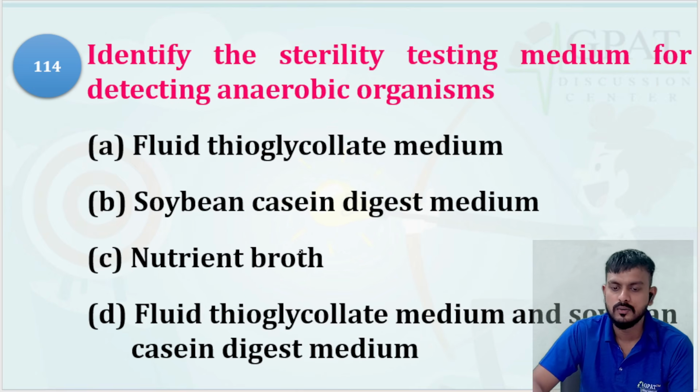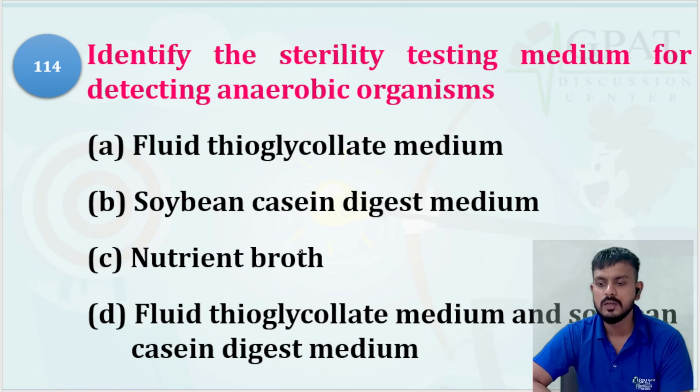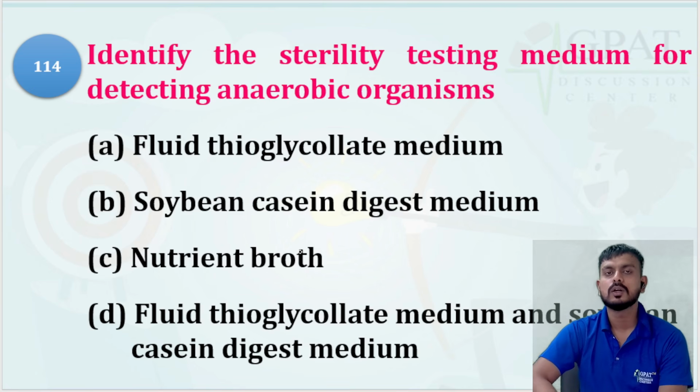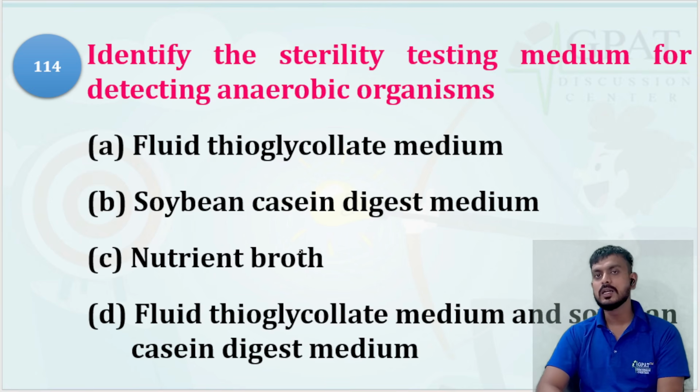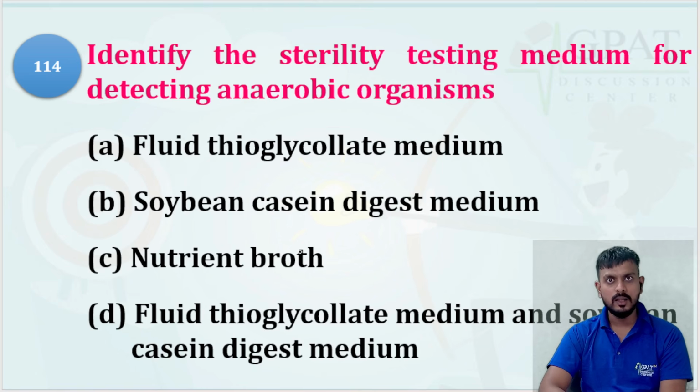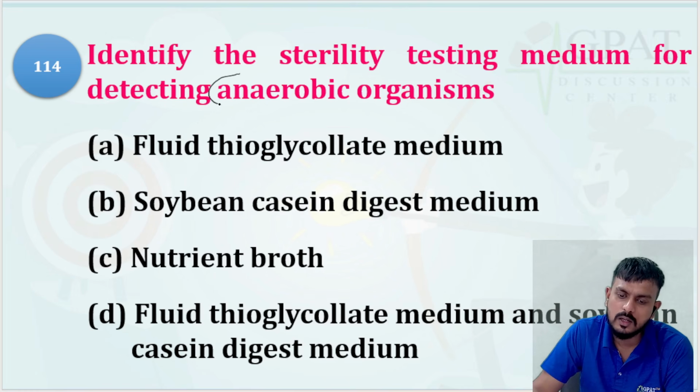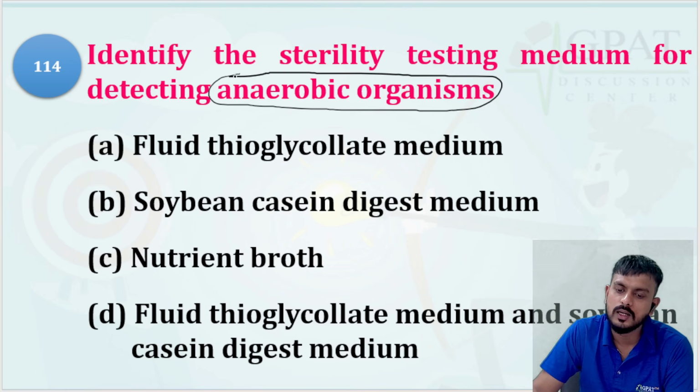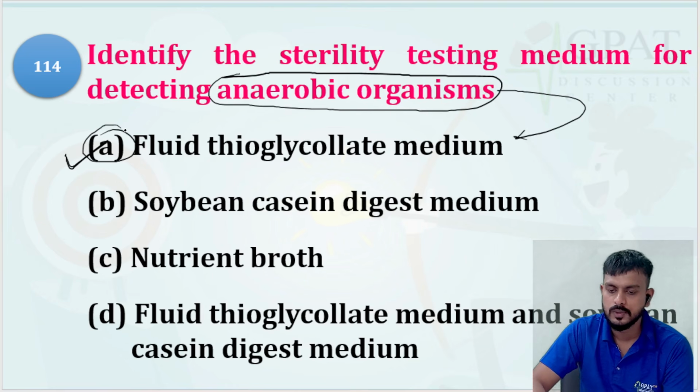Question number 140. Identify the sterility testing medium for the detection of anaerobic microorganism. Fluid thioglycolate medium, soybean casein digest medium, nutrient broth, or fluid thioglycolate medium and soybean casein digest medium. For the anaerobic, please note it down. For anaerobic organisms which specially grow in the absence of oxygen, we use fluid thioglycolate medium. Which medium? Fluid thioglycolate. Okay.